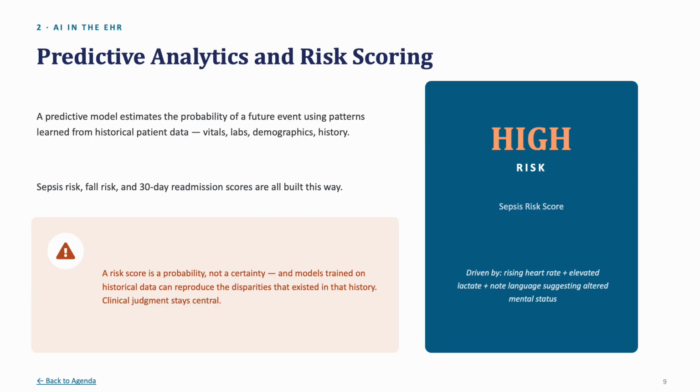Predictive models estimate the probability of a future event, sepsis, a fall, a 30-day readmission, based on patterns learned from historical data like vitals, labs, and demographics. 2 things to hold on to. A risk score is a probability, not a certainty. And because these models learn from history, they can reproduce the same disparities that existed in that history. That's exactly why clinical judgment stays central, no matter how sophisticated the model.